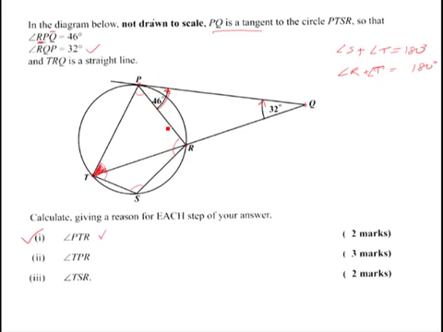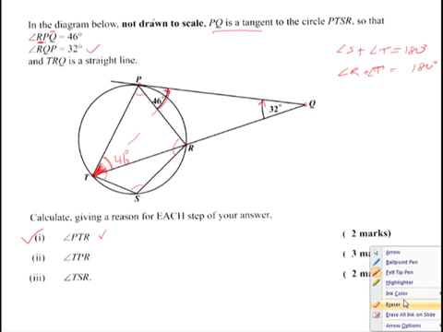And what did we know about a tangent and a chord? From prior learning we learned that the angle between a tangent and a chord is equal to the angle in the alternate segment. So this angle here is the same as this angle here. The angle from the tangent to the chord is pointing right down here. So that's 46 degrees, and our answer is going to be 46 degrees.